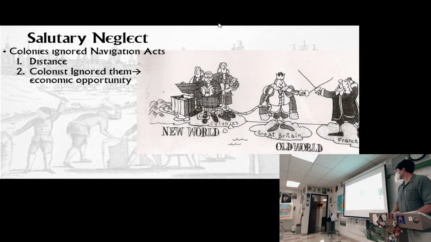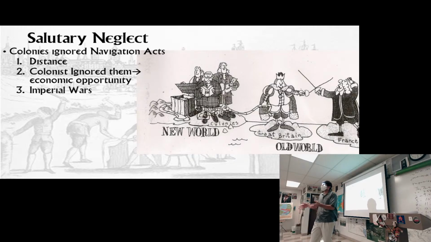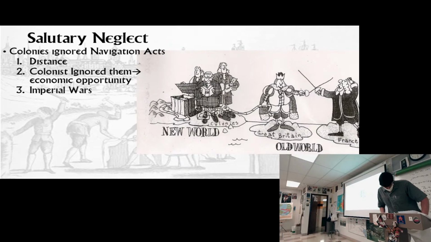And lastly, imperial wars. Britain was at war with France. They're at war with Spain. They're at war with the Netherlands. They couldn't be bothered to. Stretched too thin. And they also didn't want to make enemies of the colonists. They needed them in case they had a French invasion. And so they just ignored them.